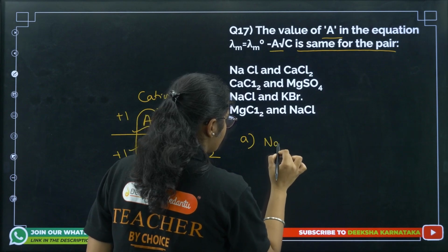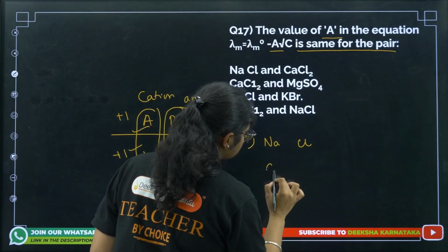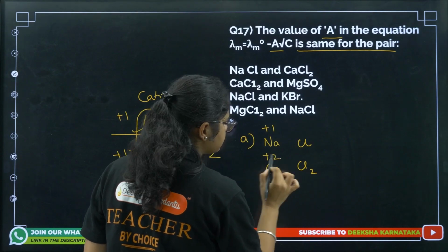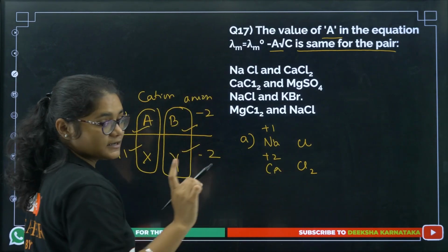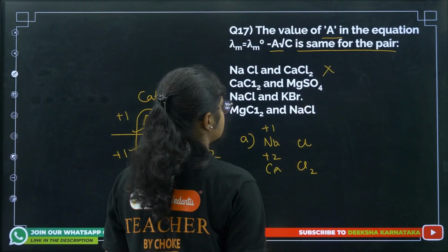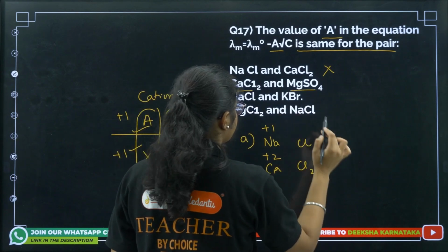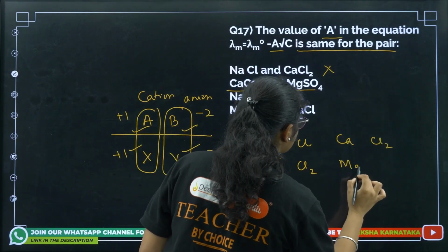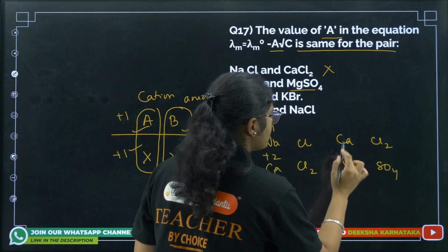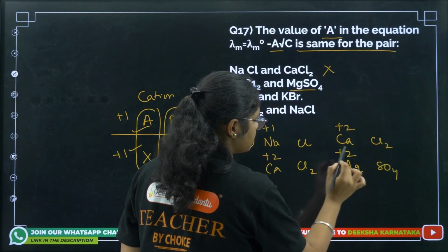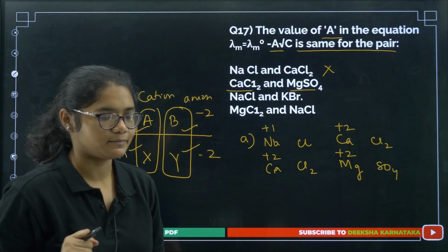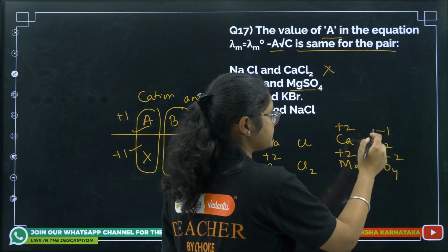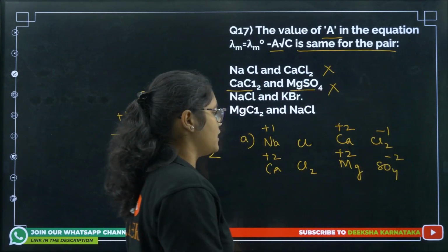Okay, now let us do an example. First option is NaCl and CaCl2. So if you see, Na has plus 1 charge, calcium has plus 2 charge, right? So the cation charges are not matching, this cannot be the answer. Now if you see this one, we have CaCl2 and MgSO4. So calcium has plus 2, magnesium has plus 2. Okay, cation charges matching. What about anions? This is minus 1, this is minus 2. Their charges are not matching, so this also cannot be the answer.